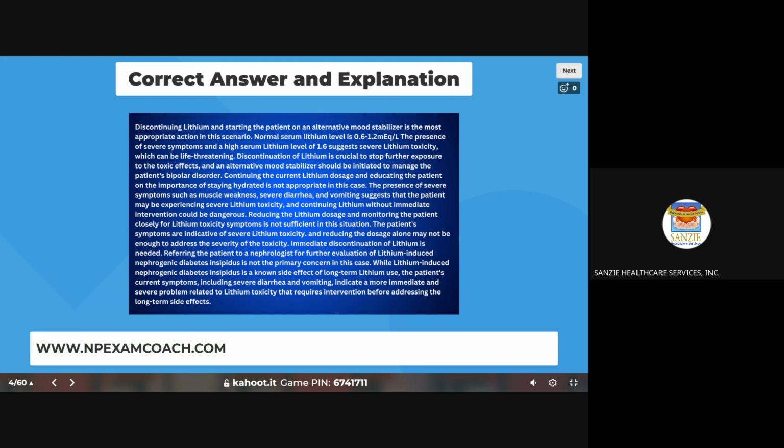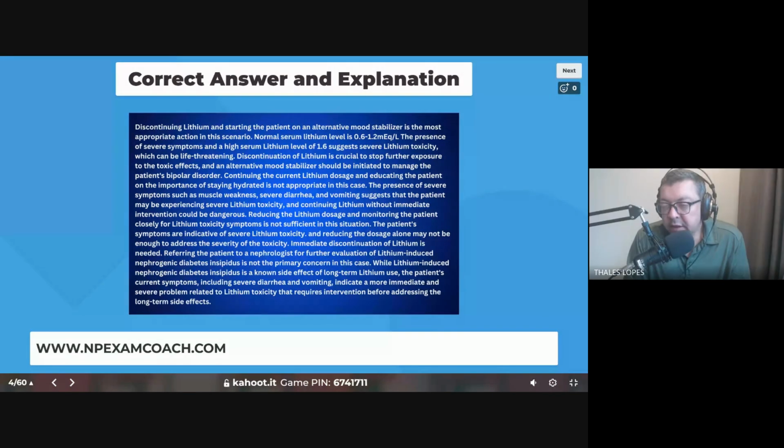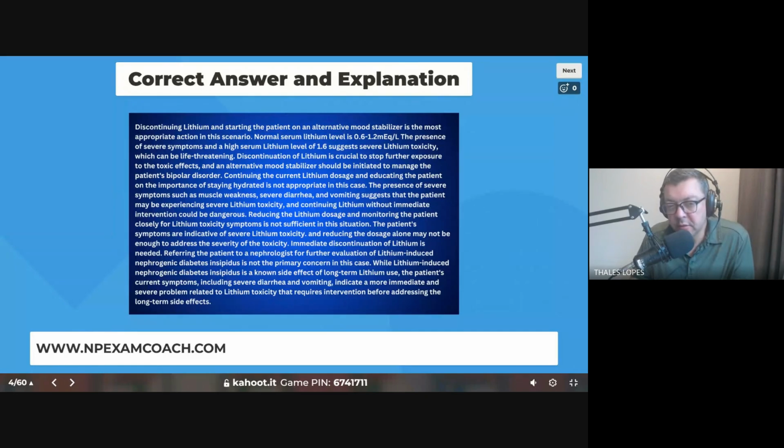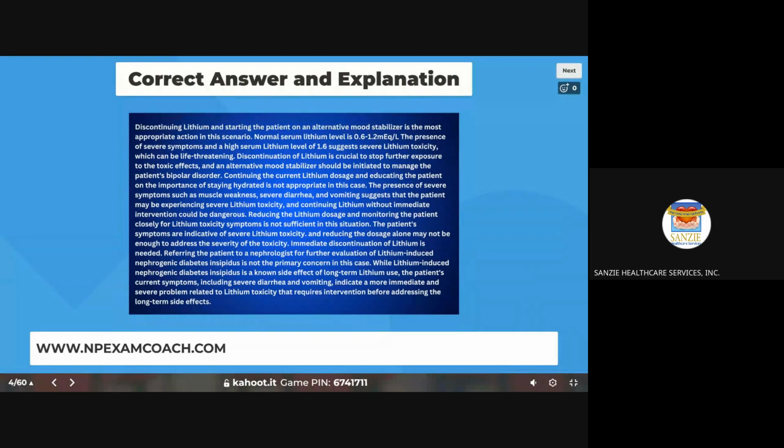So I was looking at the range 0.6 to 1.2. So at 1.3 without symptoms, continue, 1.4 continue, but 1.5 with symptoms, then you discontinue. 1.5 with anything, you discontinue. Okay, I got it. So it starts at 1.5 to be critical. Okay, thank you.